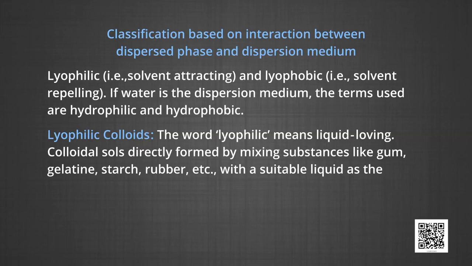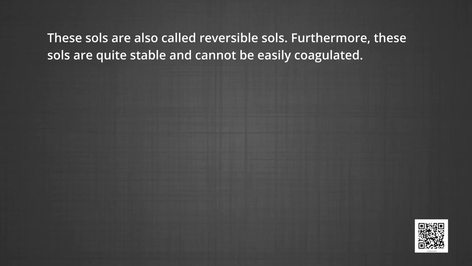Lyophilic colloids. The word lyophilic means liquid loving. Colloidal sols directly formed by mixing substances like gum, gelatin, starch, rubber, etc. with a suitable liquid as the dispersion medium are called lyophilic sols. An important characteristic of these sols is that if the dispersion medium is separated from the dispersed phase, say by evaporation, the sol can be reconstituted by simply remixing with the dispersion medium. That is why these sols are also called reversible sols. Furthermore, these sols are quite stable and cannot be easily coagulated, as we are going to discuss later.